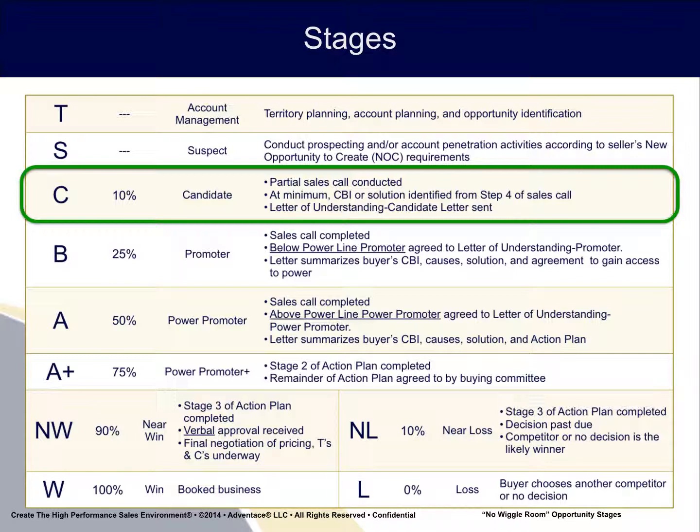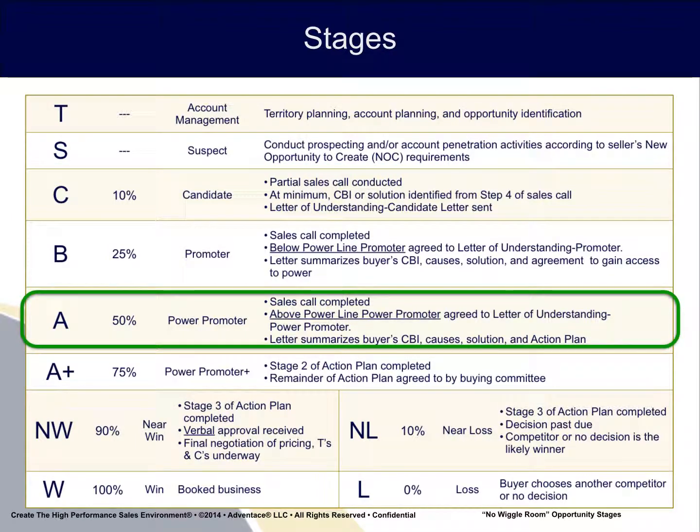The C stage is important because it's a barometer of an individual's and ultimately an organization's ability to prospect and fill the top of the pipeline. The A prospect is also key. Note that a seller has gained access to power, identified power's critical business issue, a solution to that issue has been identified, as has an action plan or sequence of events driving the opportunity to a close. Consequently, it's a critical stage to achieve with a minimum 50% probability of closing. Hence, it's fundamental to forecasting and pipeline management.